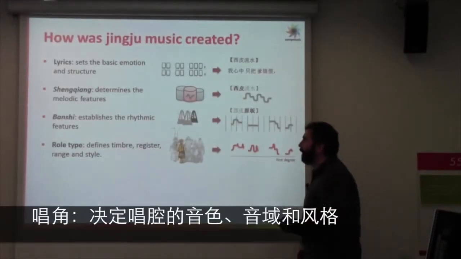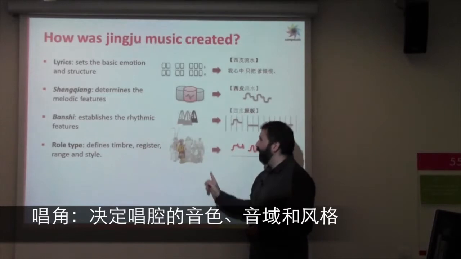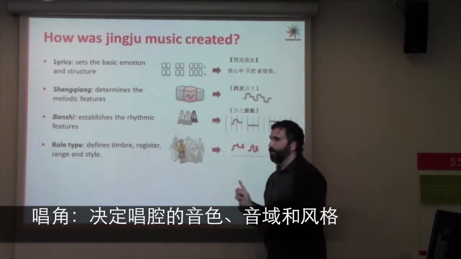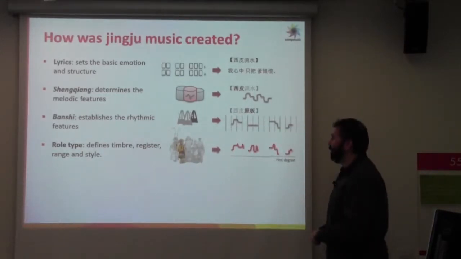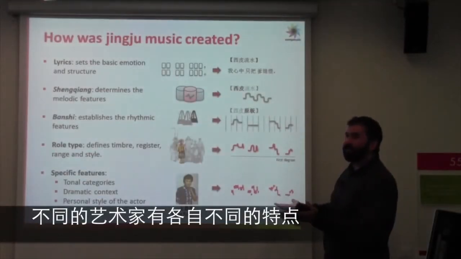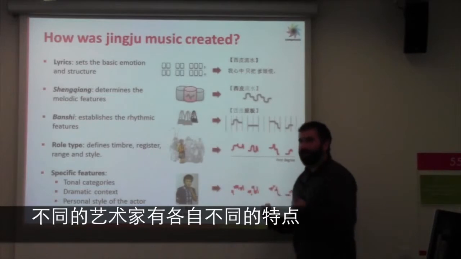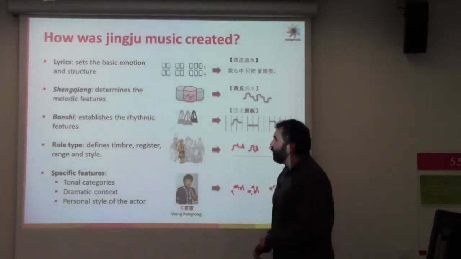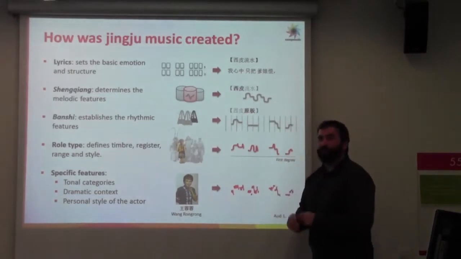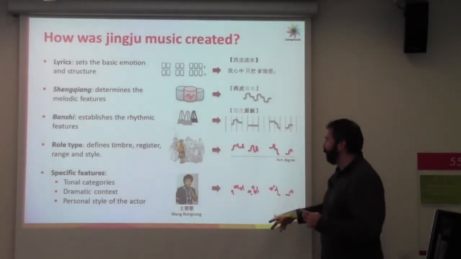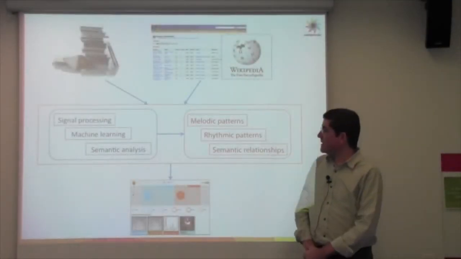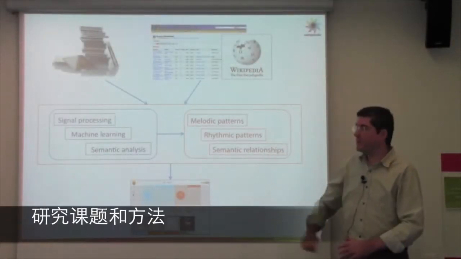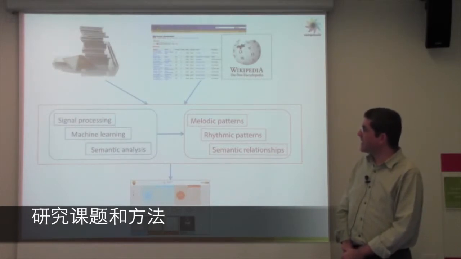Each actor belongs to a role type. Here we have the 5 role types that we are considering for our research because they are the more important ones for music. And finally, since they are artists, the individual has to add his or her own interpretation of the music. Also, the lyrics, as you may know, Chinese is a tonal language, so the tones have to be expressed in the music.